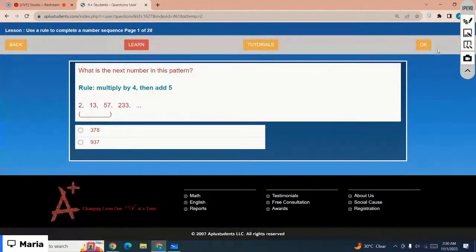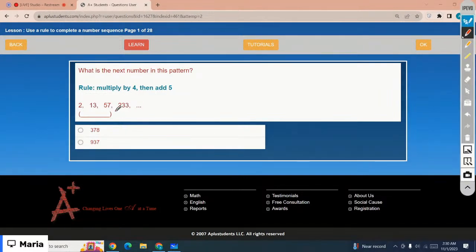Okay, find the next number in the pattern. You have to multiply by 4 and then add 5, right? So just start with the last given number. The last given number is 233. Just do 233 times 4 and add 5, right? That is the rule. Yes, you can ask a question if you have any.